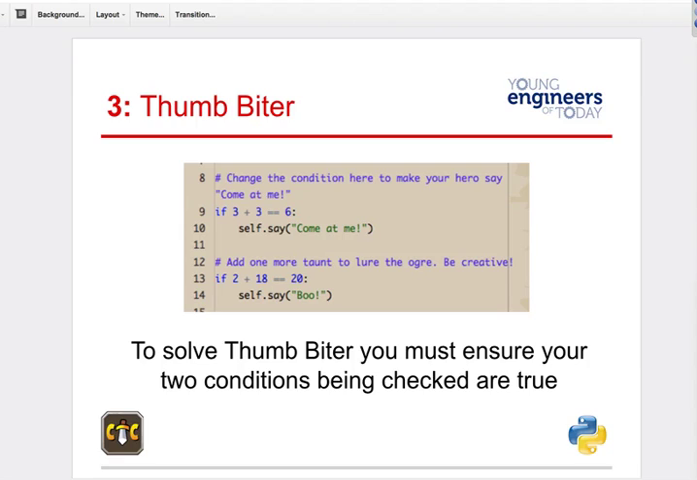In CodeCombat, you're going through doing the code, and what it's really saying is you've got to check to make sure they're both true. So if 3 plus 3 is equal to 6, say come at me. Add one more taunt to lure the ogre. If 2 plus 18 is 20, self say boo.